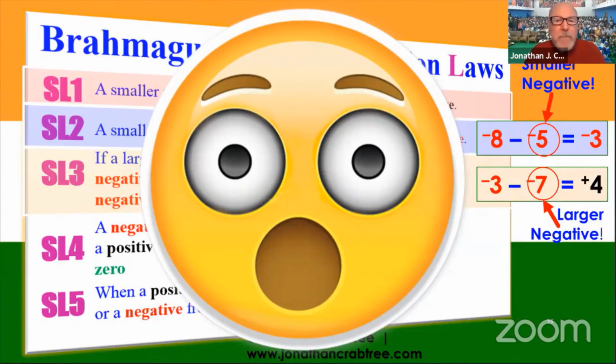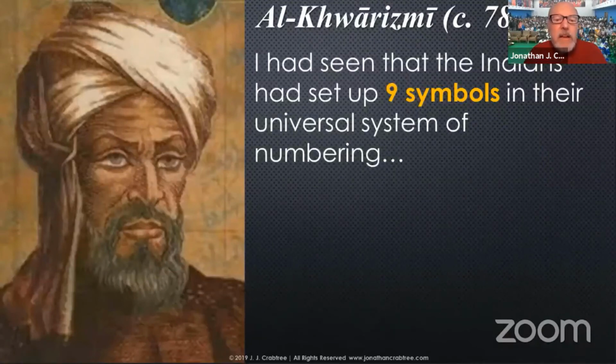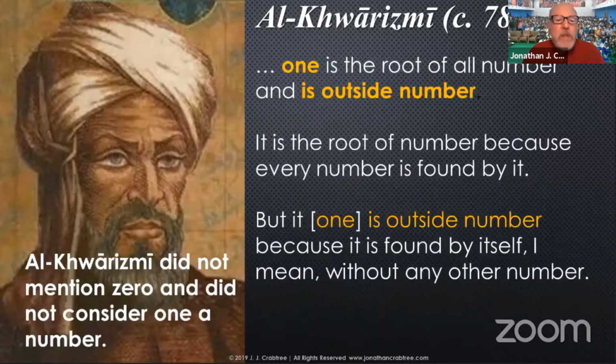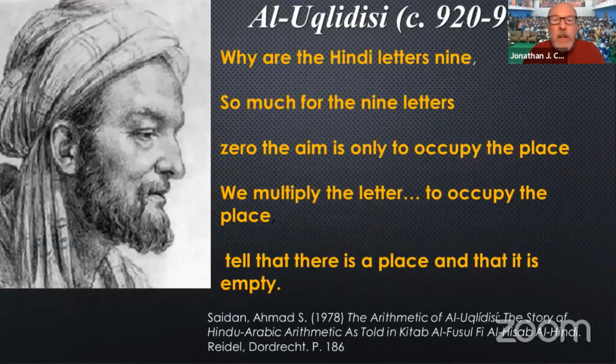So we've got the actual quotes from the people in the Middle East, with Al-Khwarizmi saying, I had seen that the Indians had set up 9 symbols in their universal system of numbering, and every number is put together above 1. So Al-Khwarizmi doesn't mention 0, and also he doesn't even accept the number 1 in the set of numbers. And we go from him to Al-Euclidisi, and again he mentions 0, but Al-Euclidisi, the Euclidist, only mentions 0's role as a placeholder.